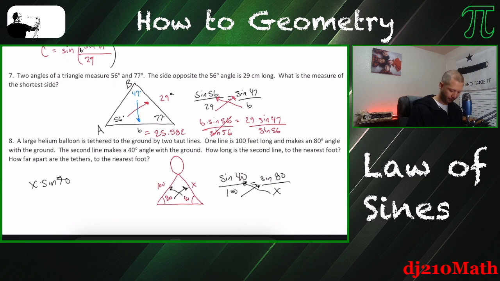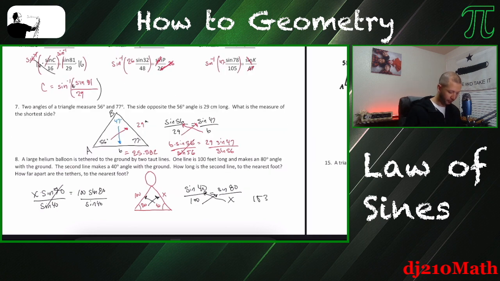Sine 40 x is equal to 100 sine 80. All right, last step. We're going to divide both sides by sine 40. Cancels on the left. So x is equal to 100 sine 80 divided by sine 40. 153.208. And this will be feet. Right, feet.